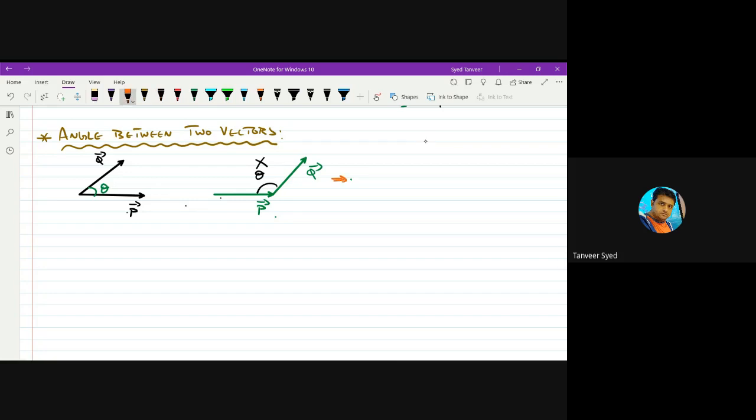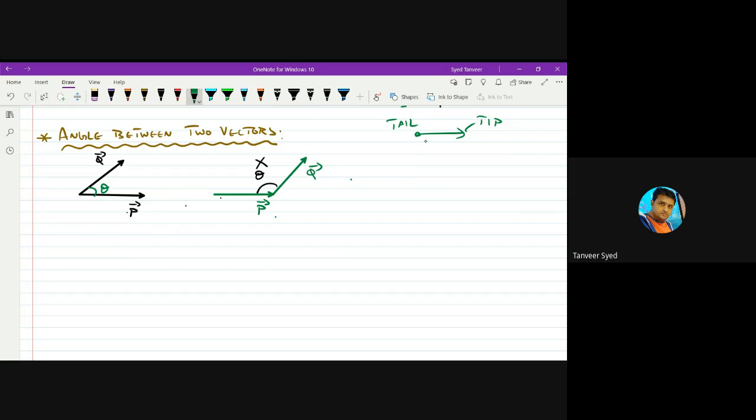To determine the angle between two vectors, the first basic requirement is that the two vectors should be connected tail to tail. So to do that, I can connect tail to tail. What is tail? If this is the arrow, this is the tail, and this is the tip. So to determine the angle between two vectors, you must connect them first tail to tail.